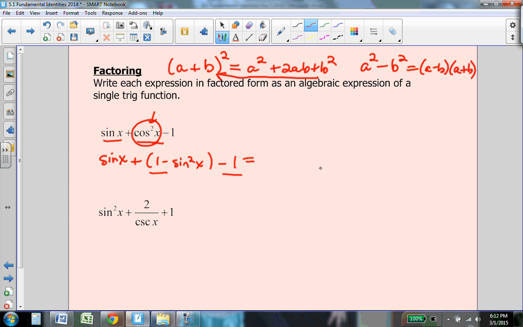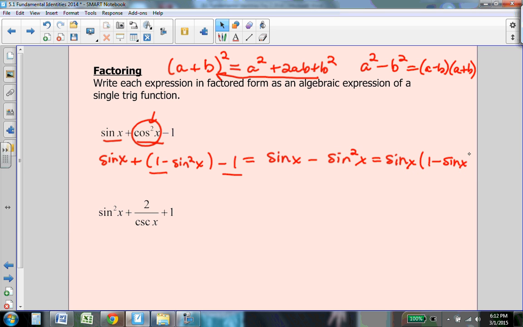1 and negative 1, that's 0. So I have the sine of x minus the sine squared of x. Factoring out sine of x, I get 1 minus the sine of x. And we're going to call that factored, because it's this times this. Now, when is this going to come in handy? When we're solving equations, which you will see on the back side of your note sheet. Okay, leave that in factored form just like that.